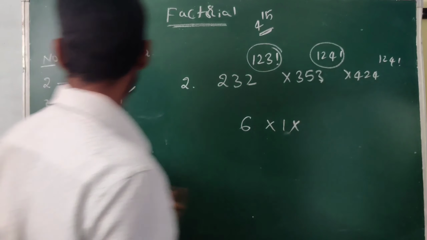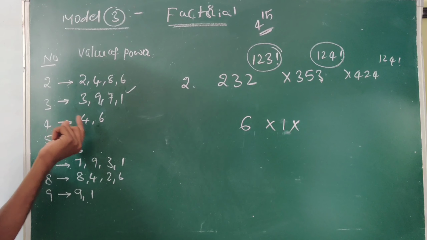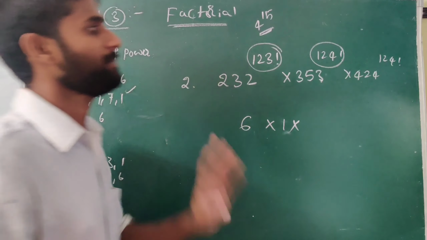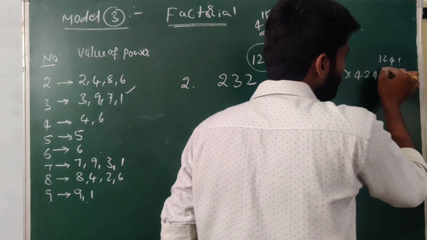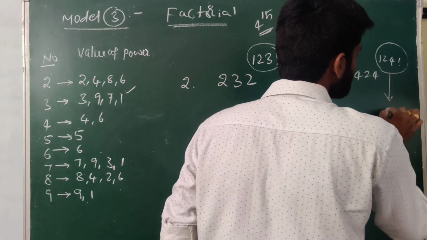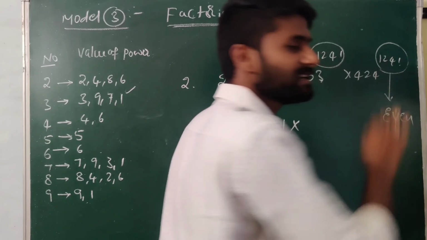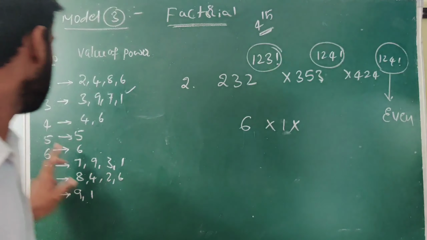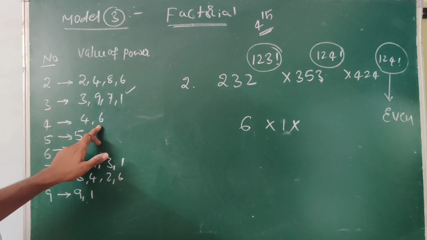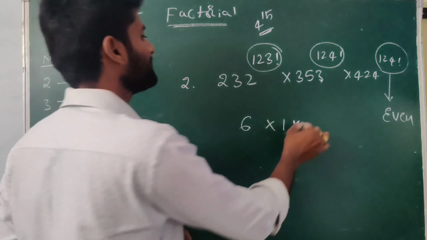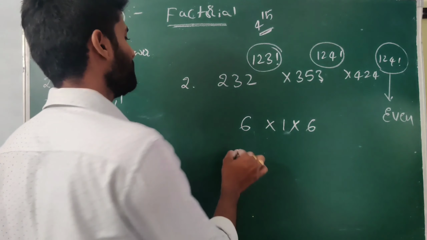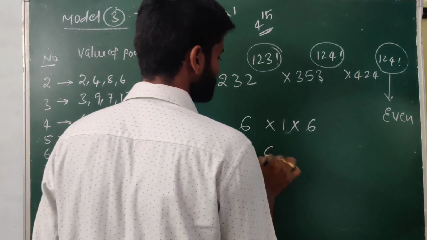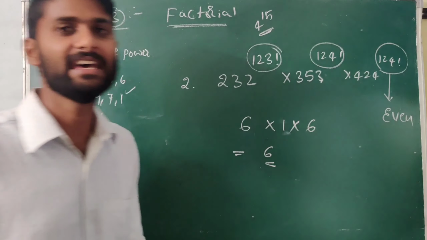And for 4, we have 2 values repeated, odd position and even position. I mentioned that a factorial result is always even. It means 4 power even, 4 power square, and the 4 square value becomes 6. We get the result 6. The final value is 6 into 1 into 6. We get the final units place as 6 only.